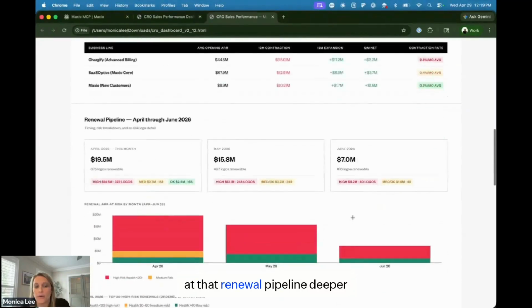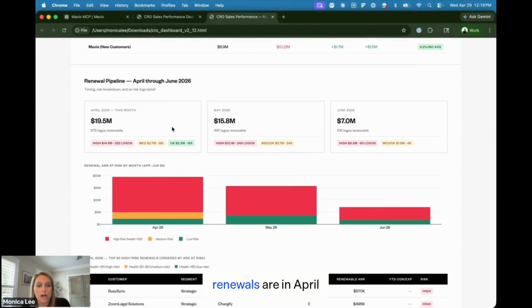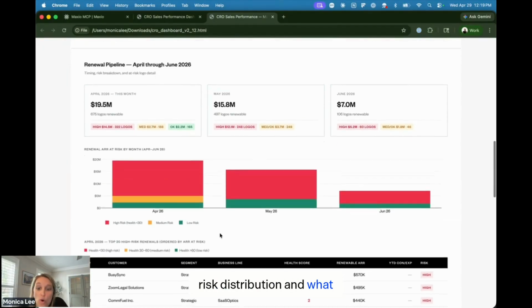I can also look at that renewal pipeline deeper. So I mentioned a huge bucket of our renewals are in April that are a high risk. But now I've got forward looking into May and June, the rest of the quarter. And I'm going to think about where is that risk distribution and what am I going to do about it.